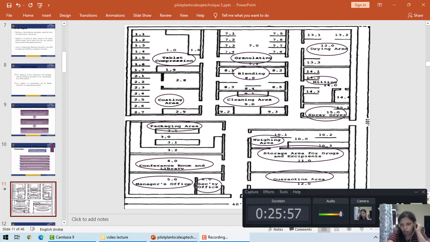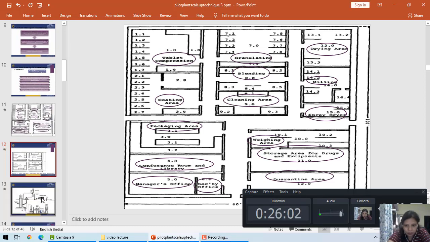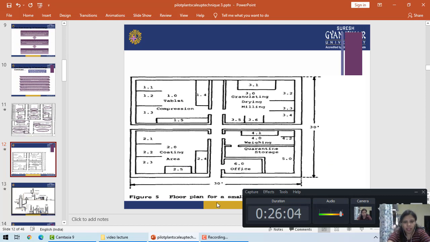Yeah, so this is that. Next, here you can see the floor plan of the small scale plant. Here the tablet compression is there, here granulation, drying and milling are there, here the coating area is there, then after that weighing, quarantine storage area and office are there. So you can see this is a very small area.